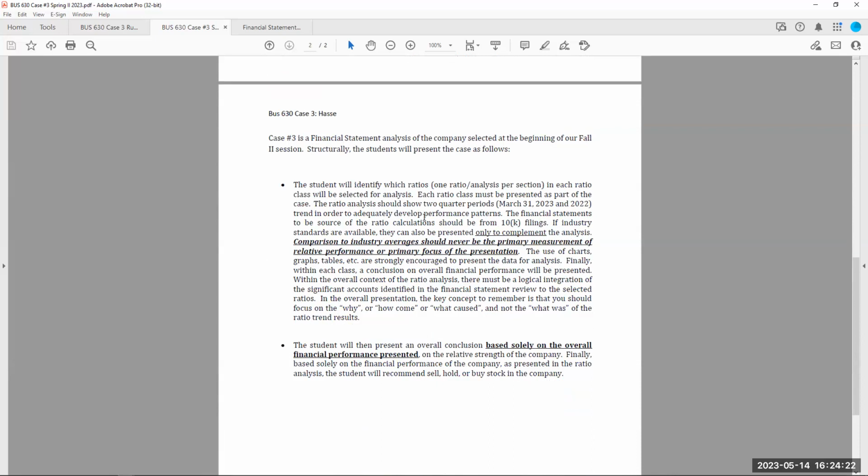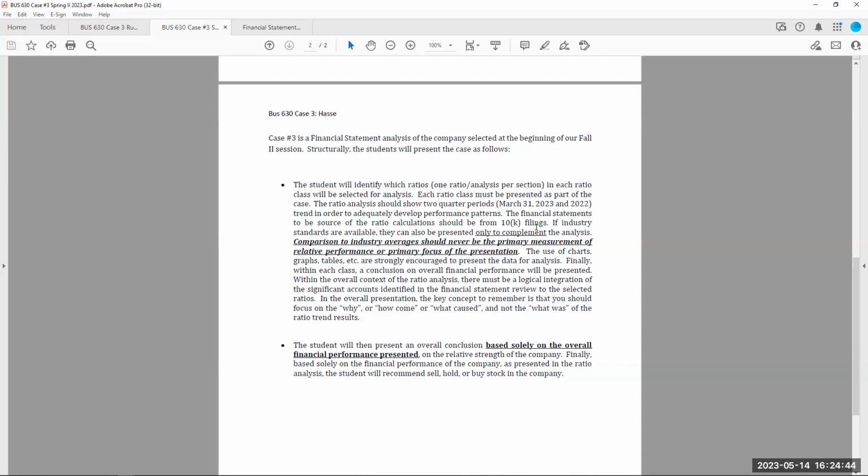The student will identify which ratios, one ratio analysis per section, in each ratio class will be selected for the analysis, as I just mentioned. Each ratio class must be presented as part of the case. Ratio analysis should show 2 quarter periods, March 31st, 2023 and 2022, trend in order to adequately develop performance patterns.